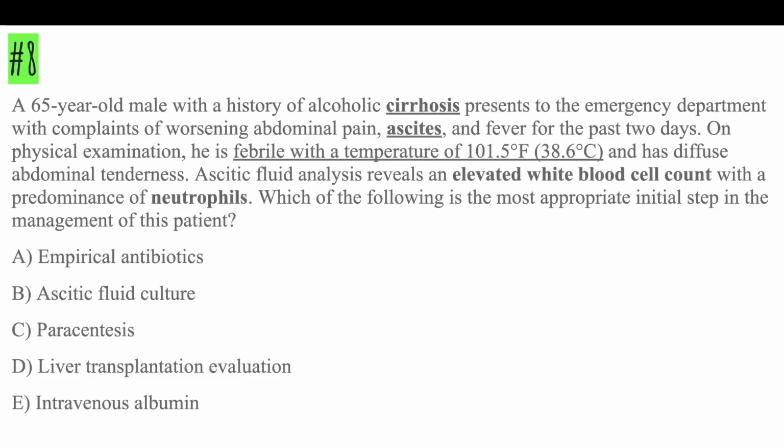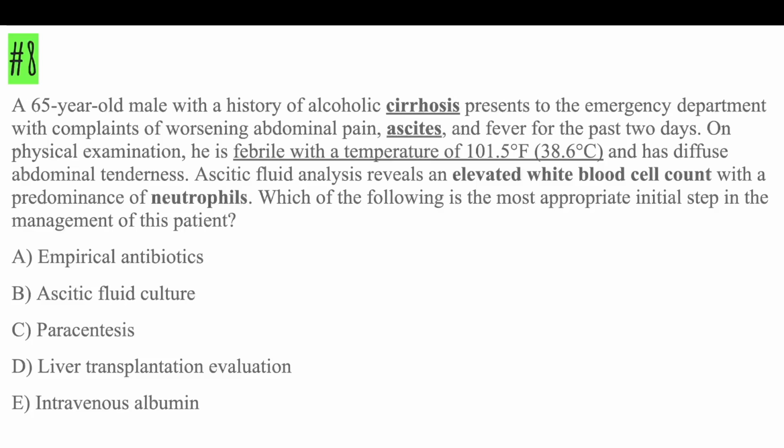As we mentioned, SBP is a life-threatening infection in patients with cirrhosis and ascites, and prompt treatment with antibiotics is crucial. Ascitic fluid culture, option B, is important in identifying the specific organism and guiding further treatment, but treatment should not be delayed while waiting for culture results. So we really don't want to do it first. We want to treat, and then we can do the culture. So you want to treat first, and then you can do paracentesis, culture it, and everything else second, once we've treated.